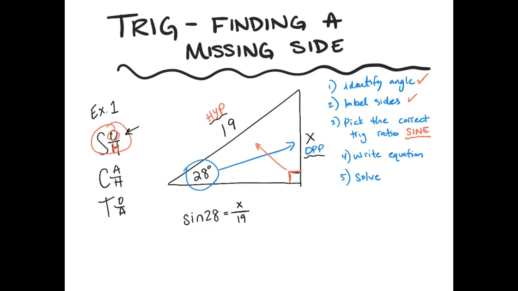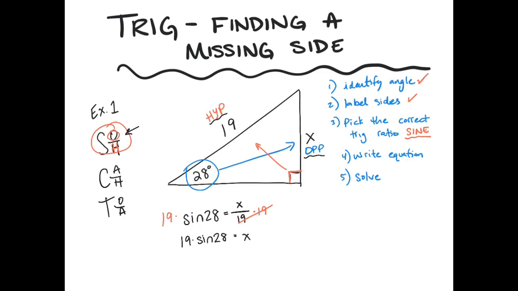Solve. All right, the way to solve this, how do I get x by itself? Well, since it's divided by 19, I can undo that divided by 19 by multiplying by 19. Whatever I do to one side, I need to do to the other. So my equation will say, on the left side, 19 times sine of 28 equals x. All right. Well, all that's left is to plug that into my calculator.